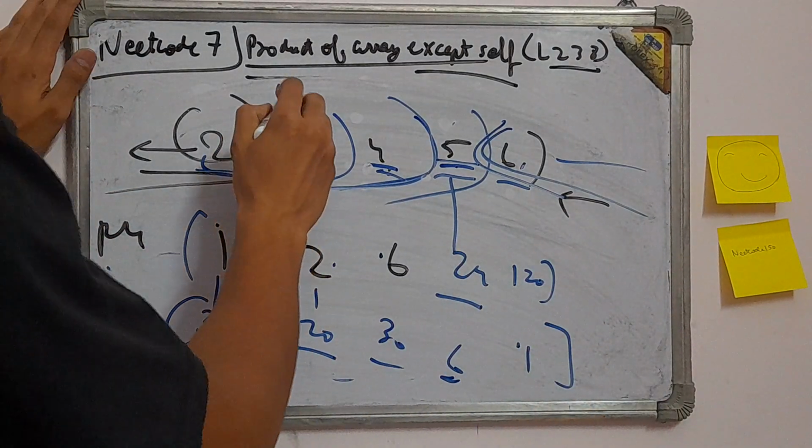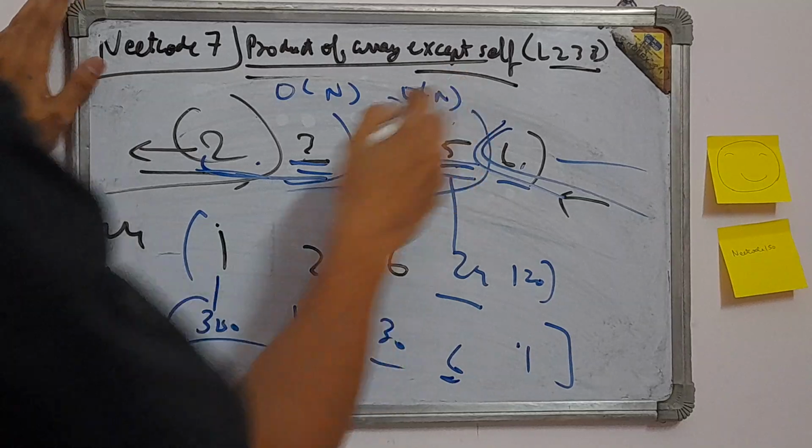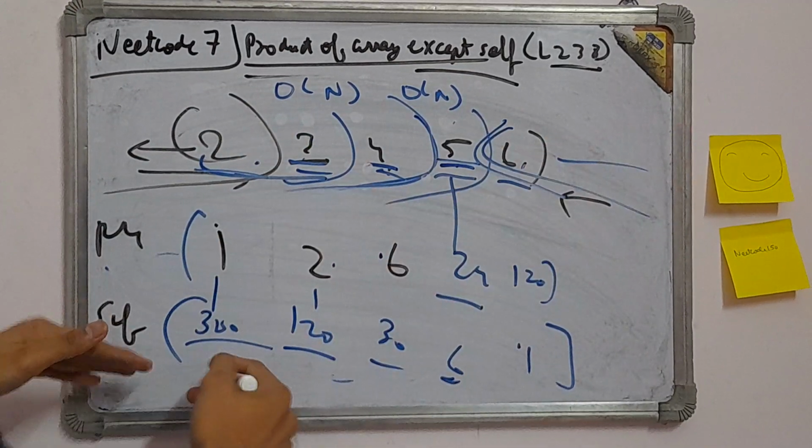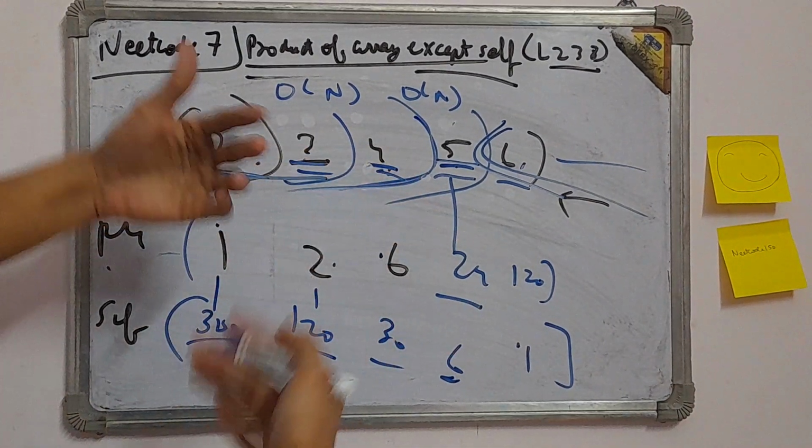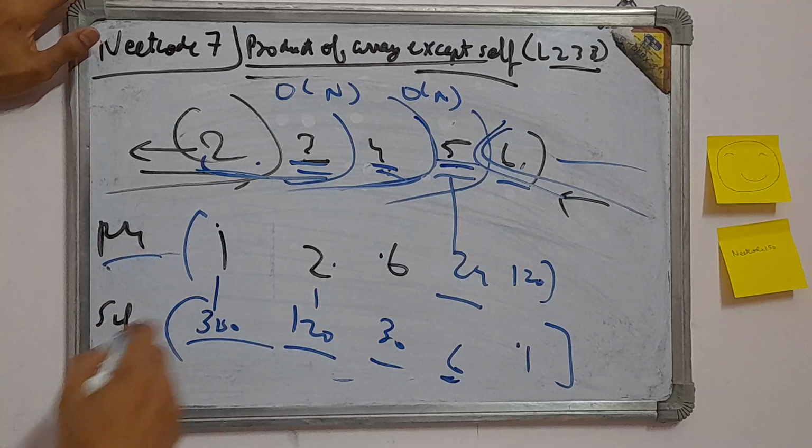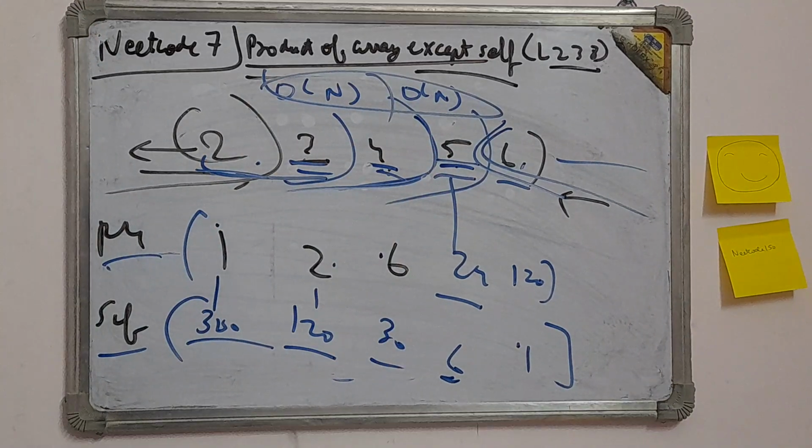So we were able to do this in O of n time and O of n space. One loop to make prefix, one loop to make suffix, and then one loop through these two arrays to calculate the final answer. And the space we used is two arrays, so that is O of n and O of n.